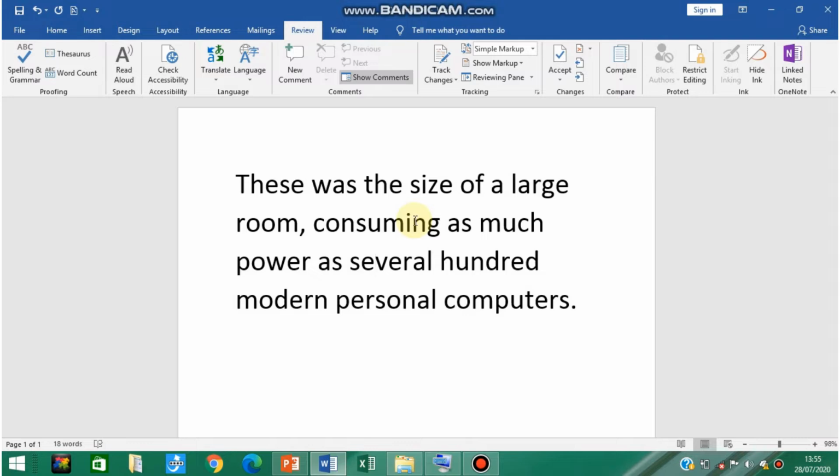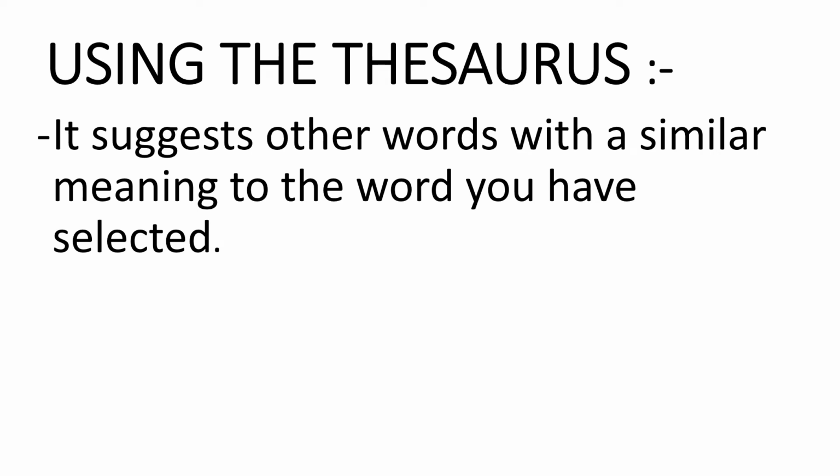thesaurus. Now the next part is using the thesaurus. It suggests other words with the similar meaning to the word you have selected. When you want a certain synonym of a word, when you want to replace a word with a similar word, that time you can use the thesaurus to find the similar meaning to the word you have selected. Now let us see how to use the thesaurus in MS Word.